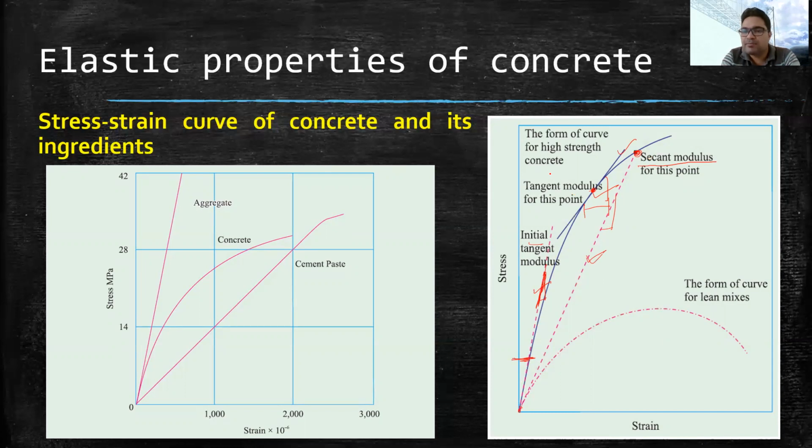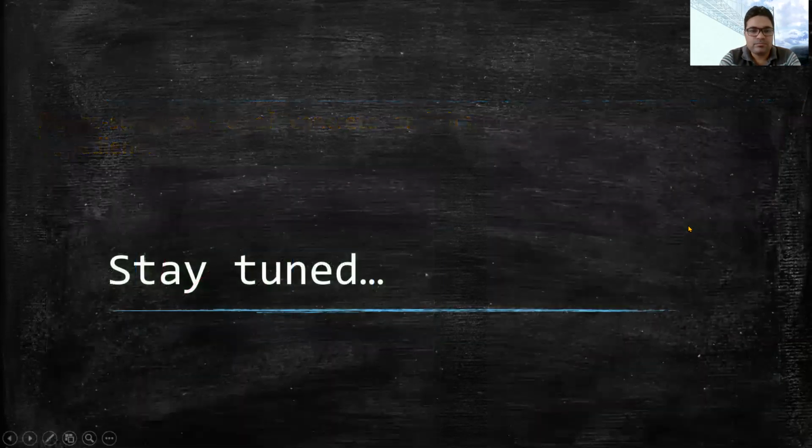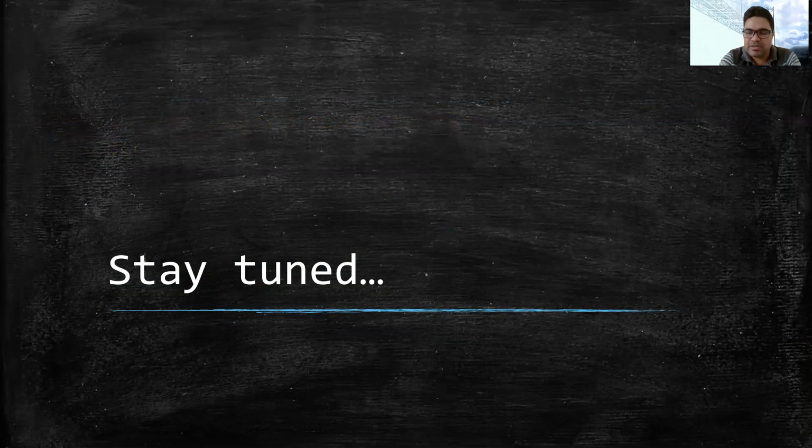So that is why the IS code has given some formula to calculate the Young's modulus of elasticity. We will see that in the next slide. Well, we will continue this lecture in the next part. We will see how we find out the modulus of elasticity. Thank you.